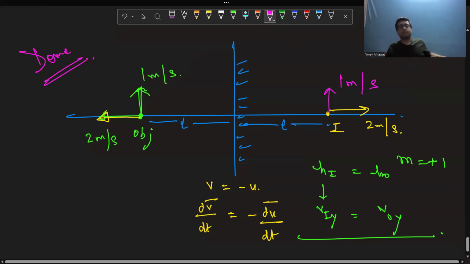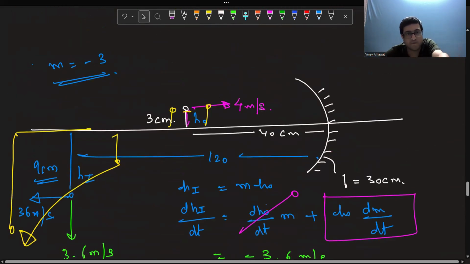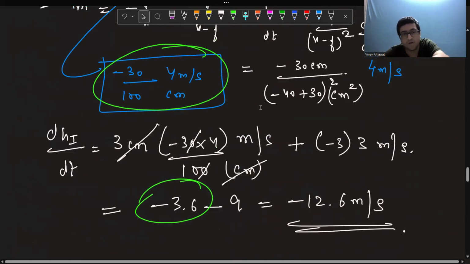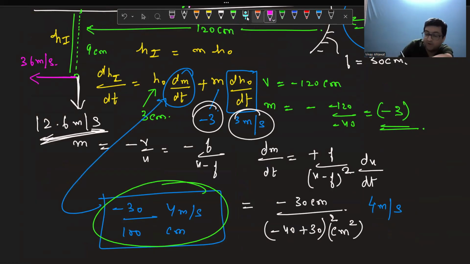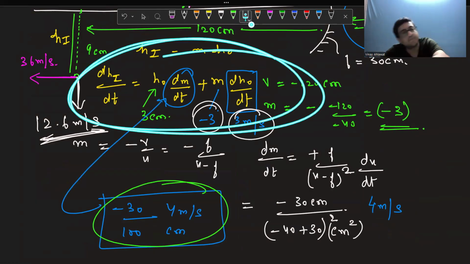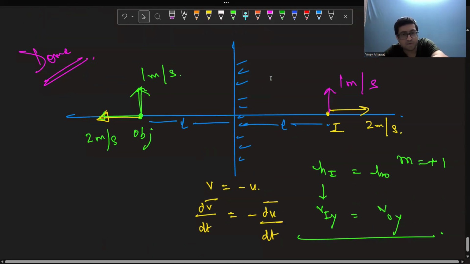This is always true in the case of plane mirrors, and they have asked similar kinds of questions. I think this is a special case of whatever I did for the spherical mirror. Got it or not? It is easier just because your m is a constant and it's +1. Otherwise, this is what we would have been doing if that were not the case. Am I going too fast? Should I slow down? No, sir.